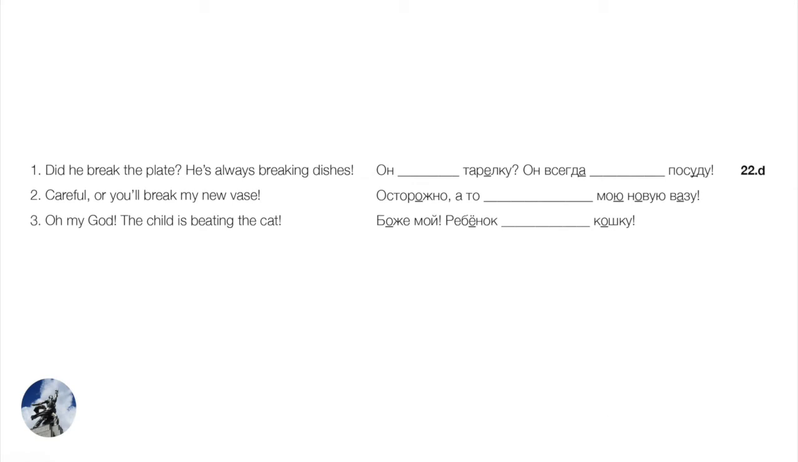Number three, oh my God, the child is beating the cat. Боже мой. By the way, боже is a vocative case form of Bog, right, which we saw earlier, meaning God. The vocative case was used to call out people's names in Slavic. And many Slavic languages like Czech or Polish, they still have vocative forms. Luckily, Russian doesn't, right? Only in a very limited number of nouns, like, for example, Bozhe, right?